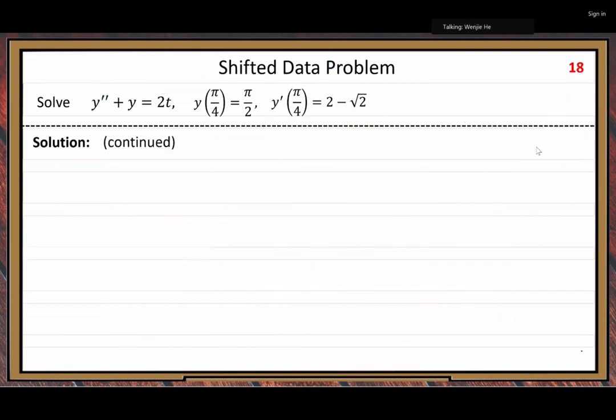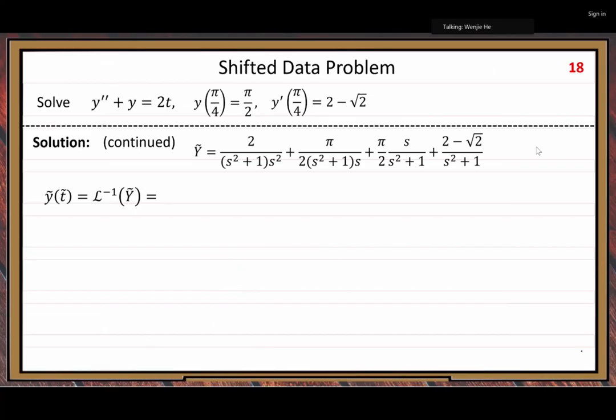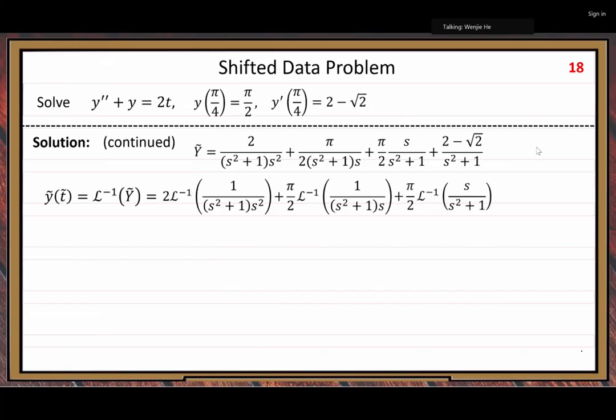Let's do the inverse Laplace transform. Y tilde. All right. Inverse by the linear principle. There are 4 terms. By the linear principle, we can apply the inverse Laplace transform one by one on the 4 terms separately. The first one, constant out. Second one, constant out. Third one, constant out. The last one, also constant out.